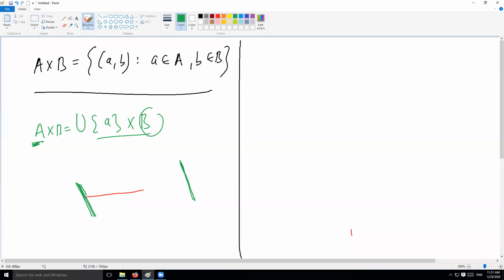So what are you going to get? Can you tell me? You're going to get basically a rectangle, a filled green rectangle, because to every point you have attached a green line. Are you getting the point?